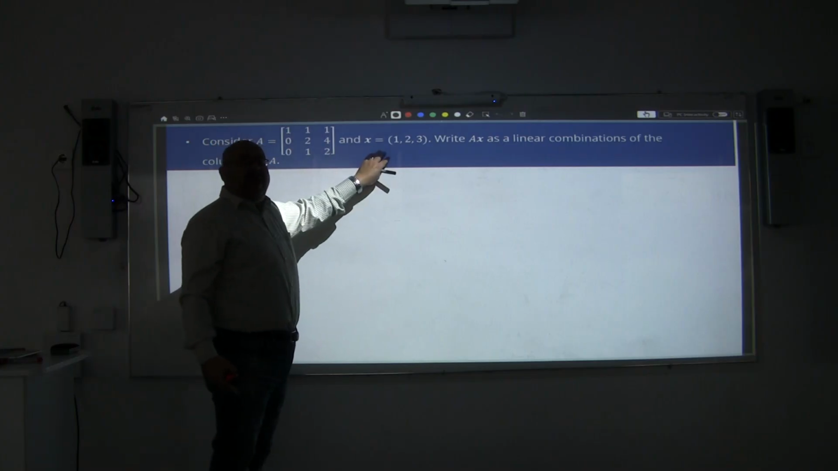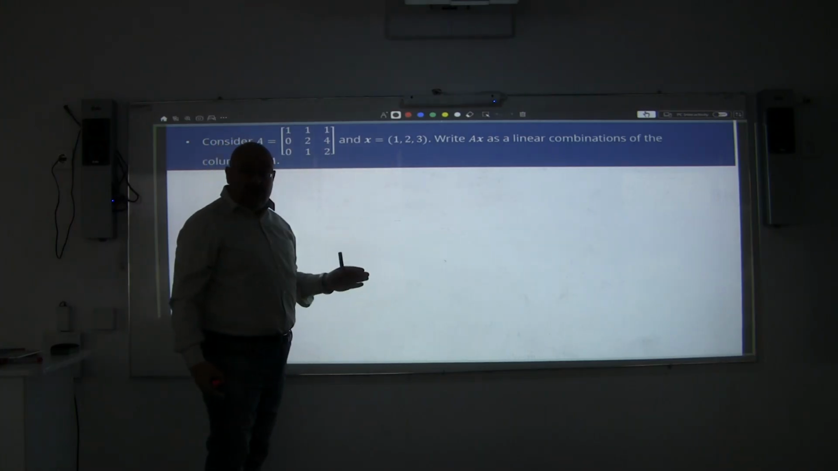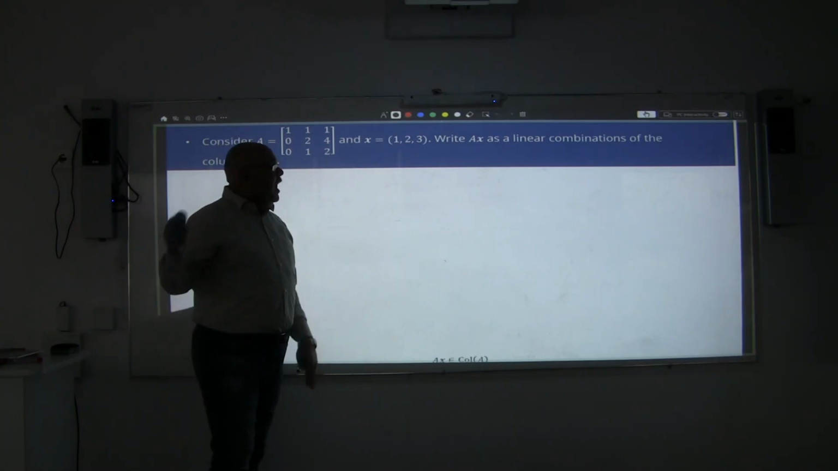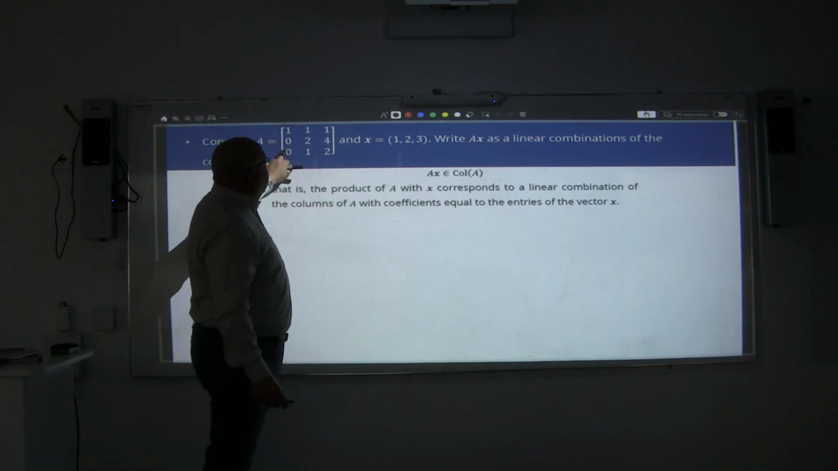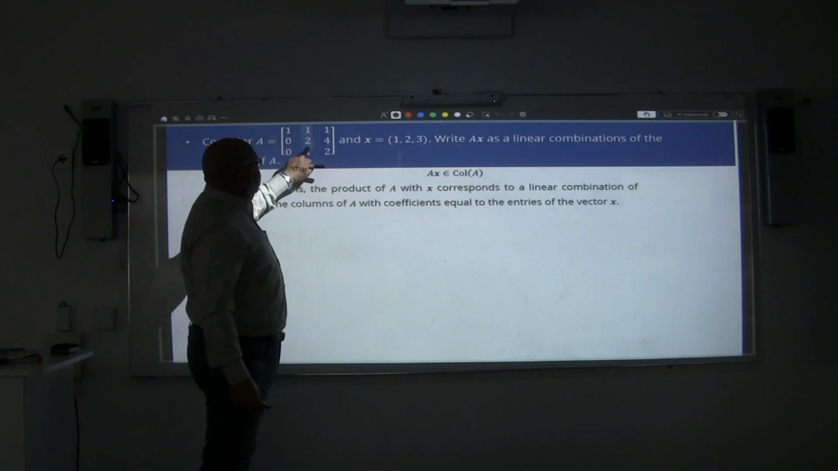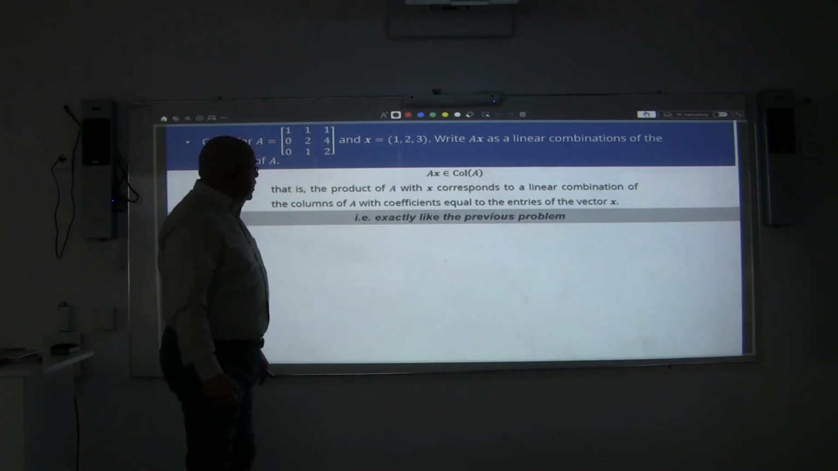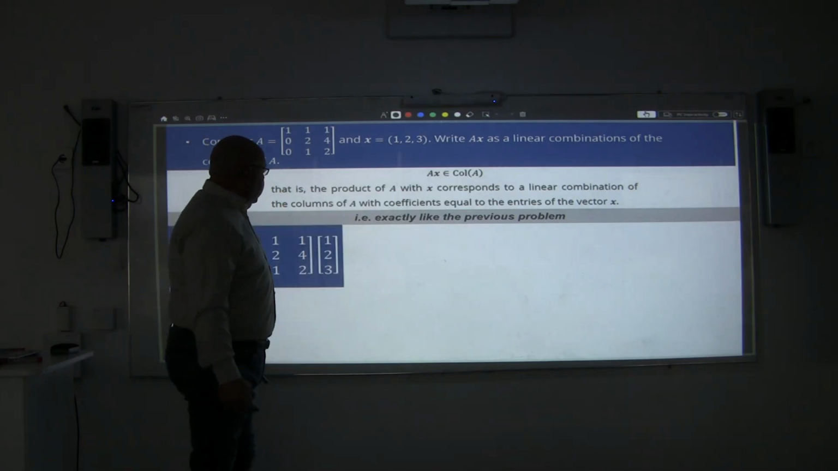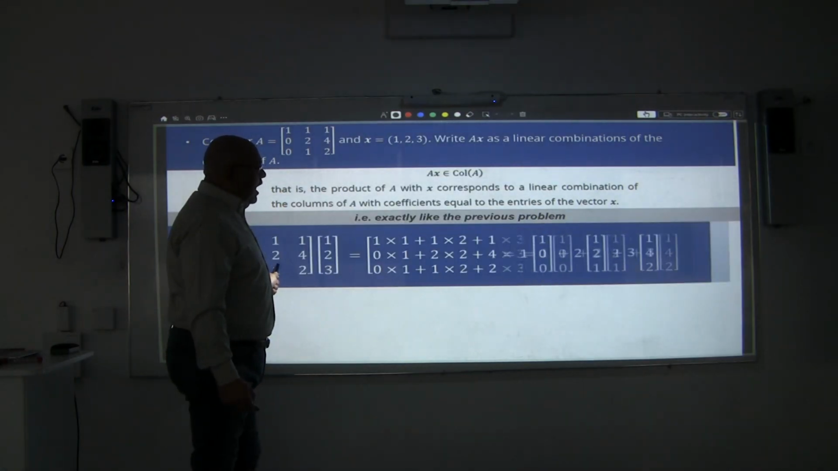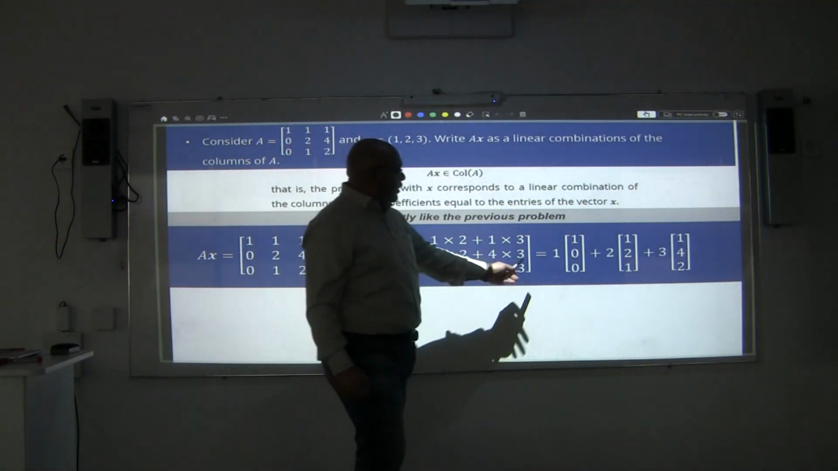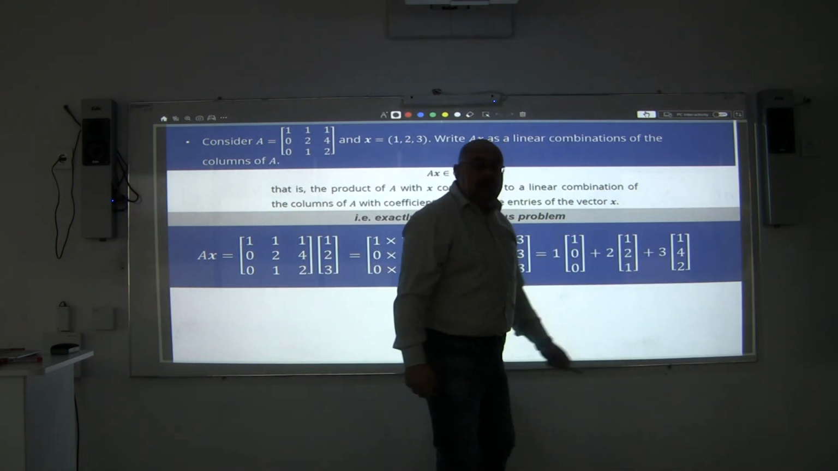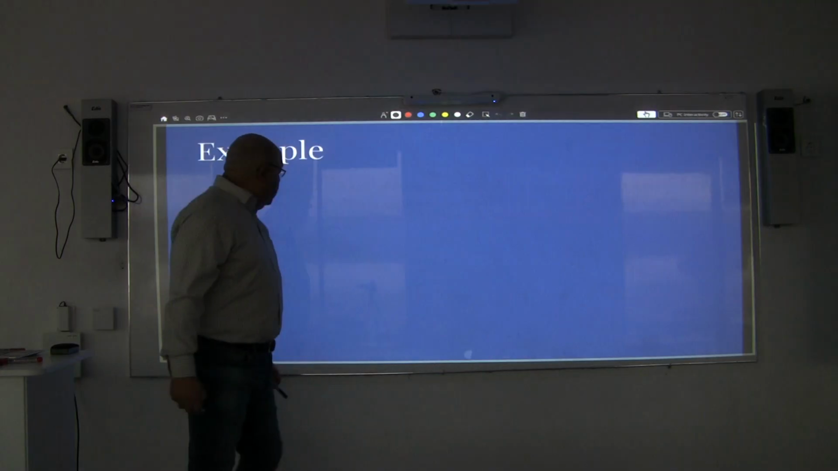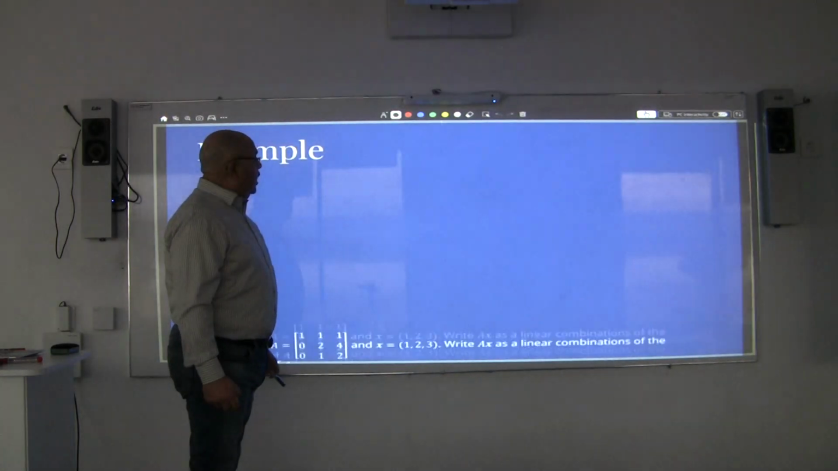and 1 to 3 as the elements of the coordinates, and then multiplying them simply will be the first vector times 1, plus the second vector times 2, plus the third vector times 3. So simply, it's exactly like the previous problem. You will have them in this form: the first vector times 1, the second vector times 2, and the third vector times 3. It's very, very simple. So this is how it is in front of you.